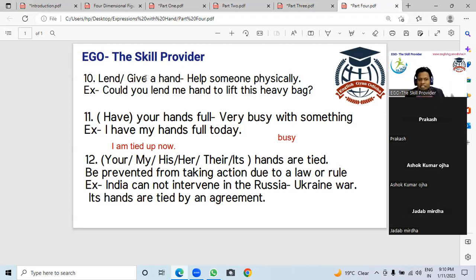Okay, the next one is something called hands are tied, my hands are tied, your hands are tied: prevented from taking any action due to a rule or the law. For example, India cannot intervene in the Russia and Ukraine war because its hands are tied by an agreement. Tied up, my hands are tied. Whenever you say my hands are tied, that means you cannot do anything. I'm sorry, I cannot do anything.